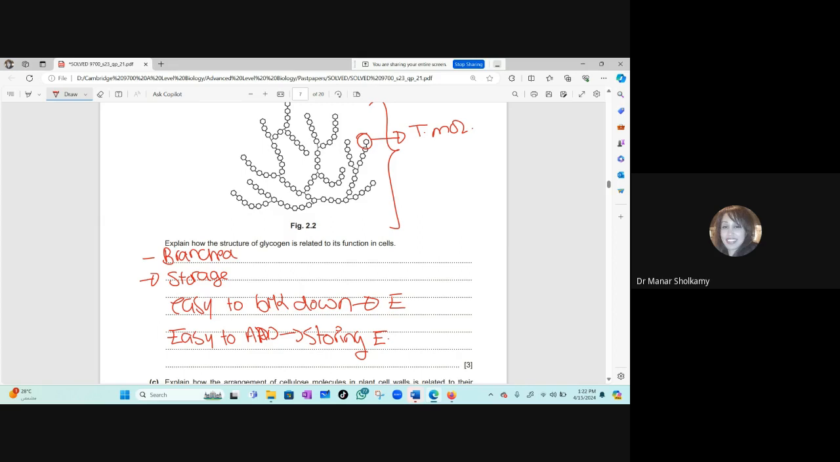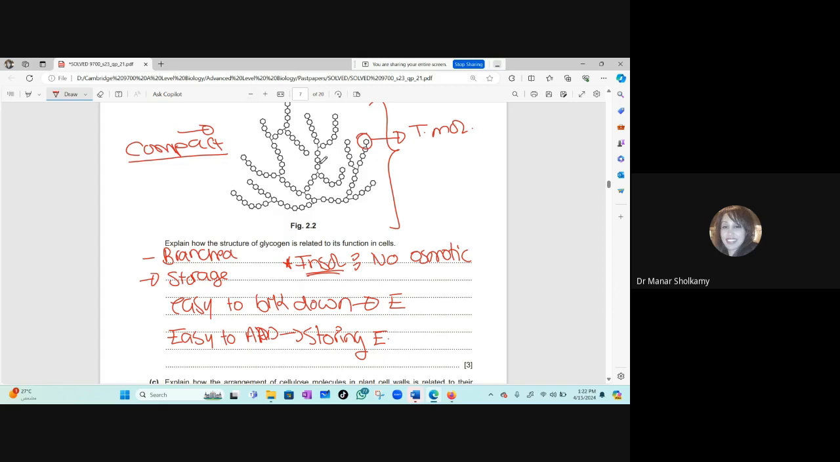Can we say that it's branched, so it helps in storage? Can we say that the protein is insoluble? It is insoluble. That's very important. Any storage molecule, starch, glycogen, has to be insoluble. Why? So that it doesn't cause changes in the water potential. Yes, no osmotic effect. Great. Also, when it is branched or coiled, it is easy to store. You can say it is compact. It takes less space.